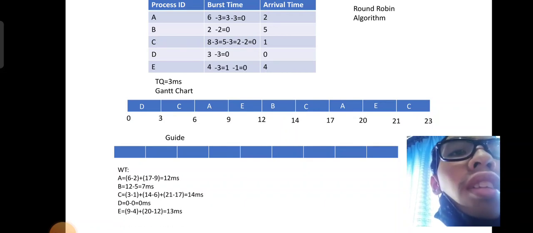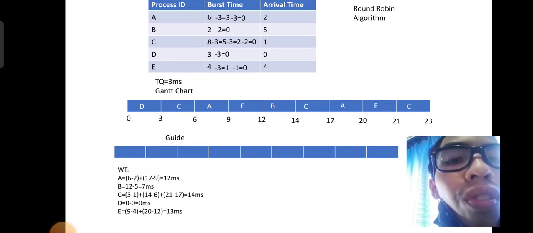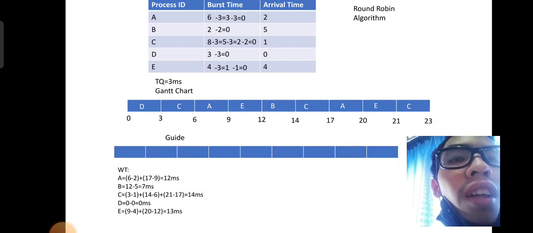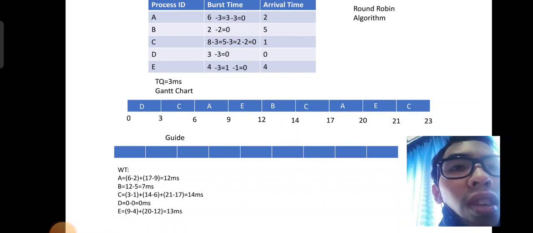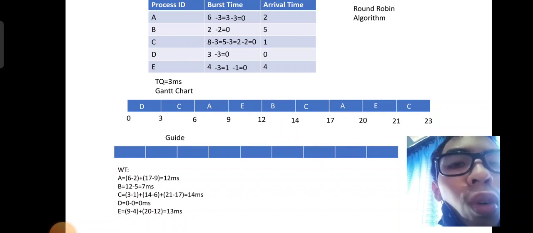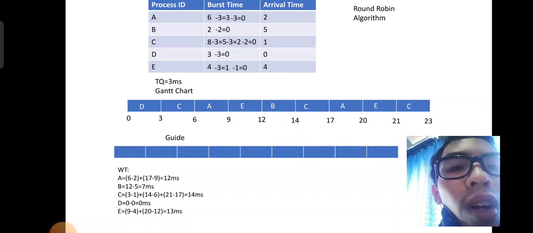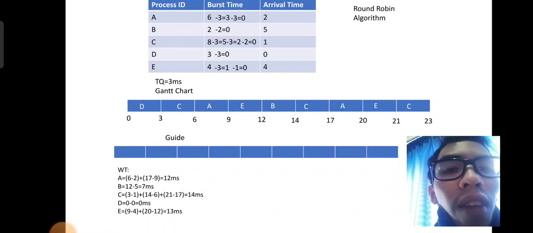In the first parenthesis, we will subtract the arrival time of process E from its ready queue. So 9 minus 4 is equal to 5, plus the second parenthesis, the second updated process E who enters the CPU, the ready queue of it is 20 minus the previous process E who enters the CPU, the time finish of it is 12. So 20 minus 12 is equal to 8. So 5 plus 8 is equal to 13 ms.